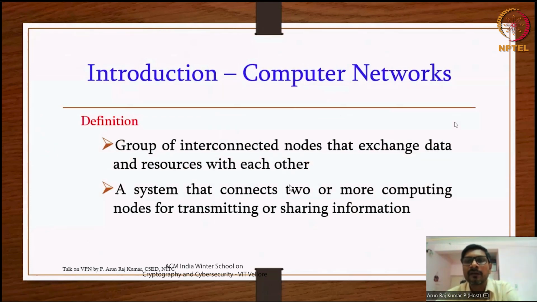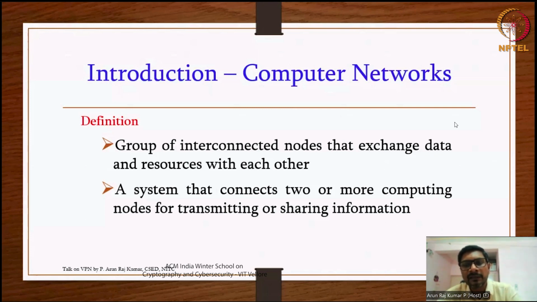What is meant by computer networks? As per the textbook definition, a computer network is a group of interconnected nodes that exchange data and resources with each other, which means you require at least two devices when you want to call something a network. Otherwise, we also call it a system that connects two or more computing nodes for transmitting or sharing information.